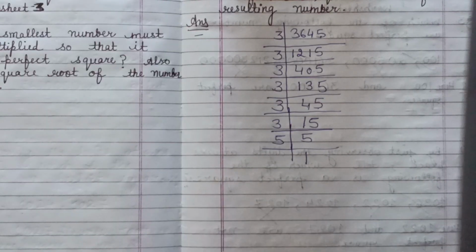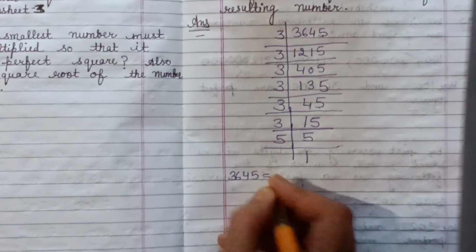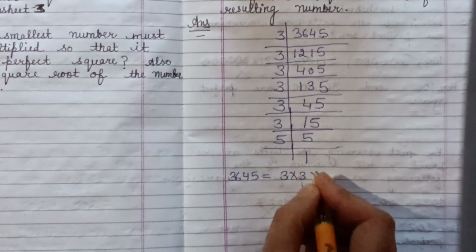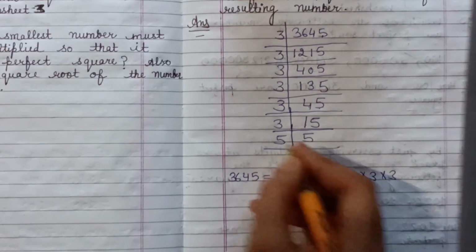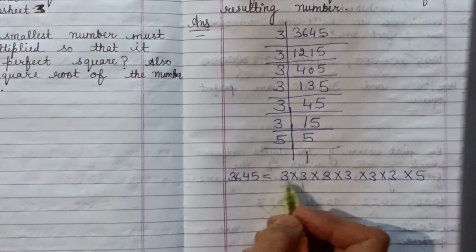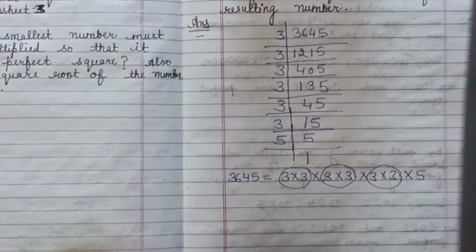Now the prime factorization of 3645 is equal to 3 multiplied by 3 multiplied by 3 multiplied by 3 multiplied by 3 multiplied by 3 and multiplied by 5. Here 3 multiplied by 3, these 2 digits form a pair, this also forms a pair, this also forms a pair, but here 5 is alone, it does not form a pair. So here we can divide 3645 by 5.